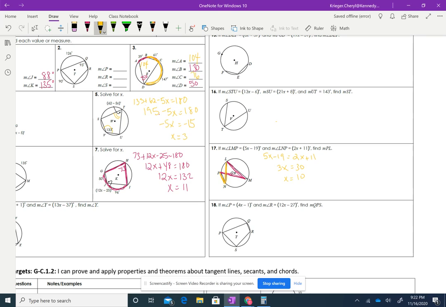Okay, so for finding arc PL, I'll just plug it into the one that I think will be easier to solve, LNP, which is 2 times 10 plus 11. So 20 plus 11 is 31, right? Both of these are actually 31 degrees. So if my inscribed angle is 31, then my arc PL is twice that. So arc PL is 62.